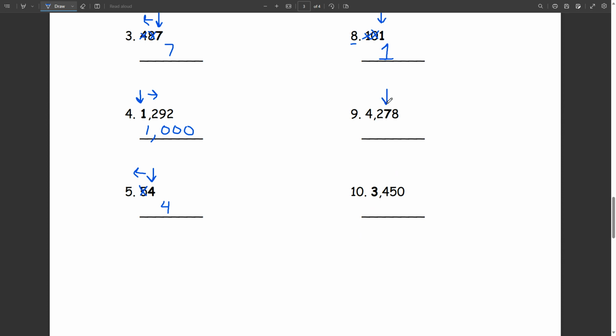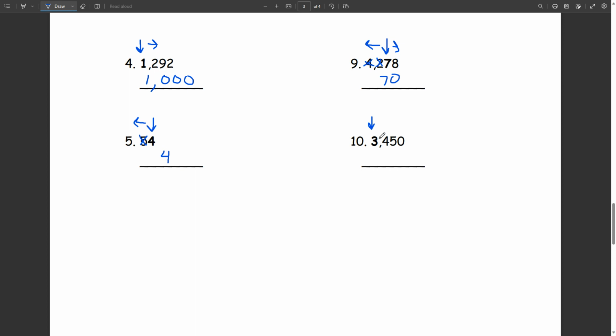Number 9, our bolded number is 7. Whatever's on the right turns into a 0. And then there's these two on the left, so we can just cross these out. And it just becomes 70. Number 10, our bolded number is 3. And then we have nothing on the left, so we can just write down 3. And then we have 3 digits on the right of it, so it just becomes 0, 0, 0.